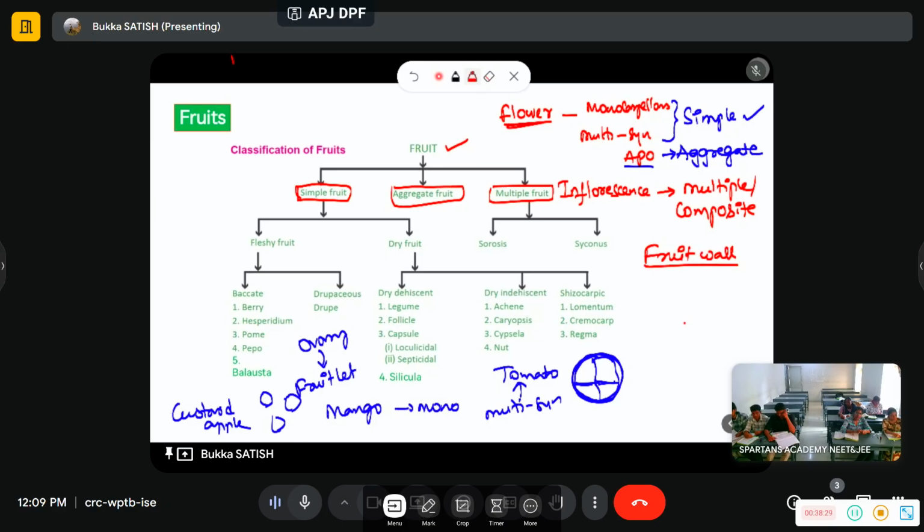Okay. Next, what do you call the fruit wall technically? Pericarp. Right. Again, pericarp consists of three different layers. What is the outermost one? Epicarp, mesocarp, and endocarp. These are the three layers of pericarp.